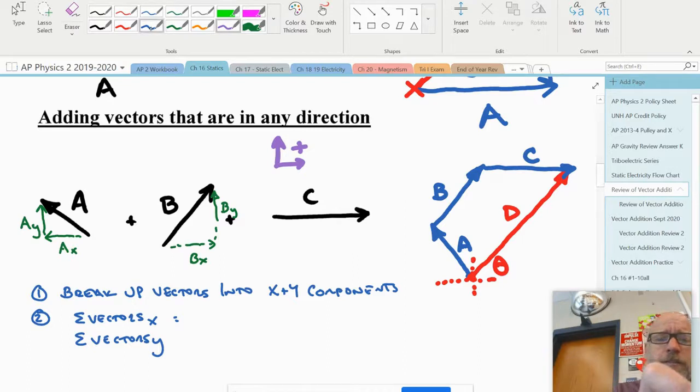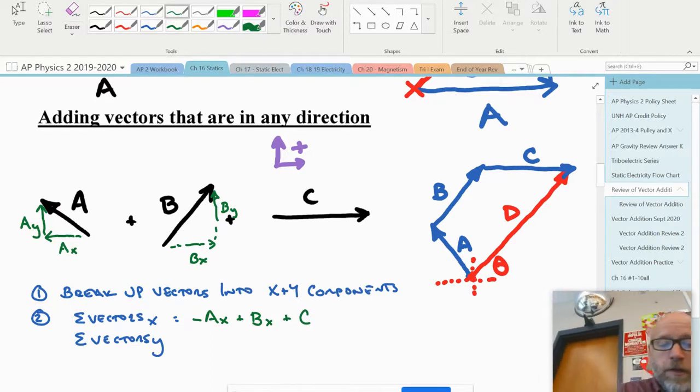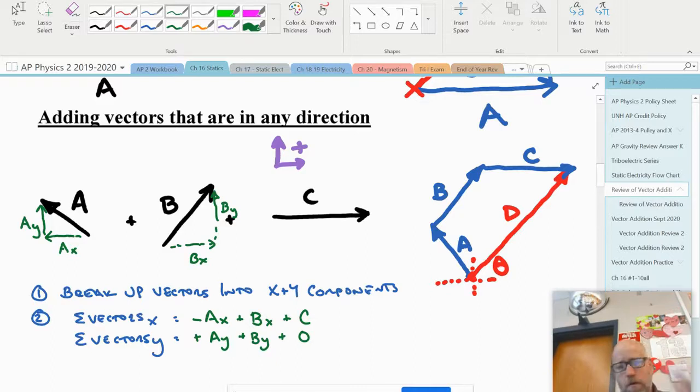So if I'm going to add these vectors in the x and y, let's take a look. Now, vector A, x is pointing to the left. So that's actually going to be a negative component. Bx is in the positive direction, and C is just to the right, so that's positive. In the y direction, I'm going to have plus AY plus BY plus 0.